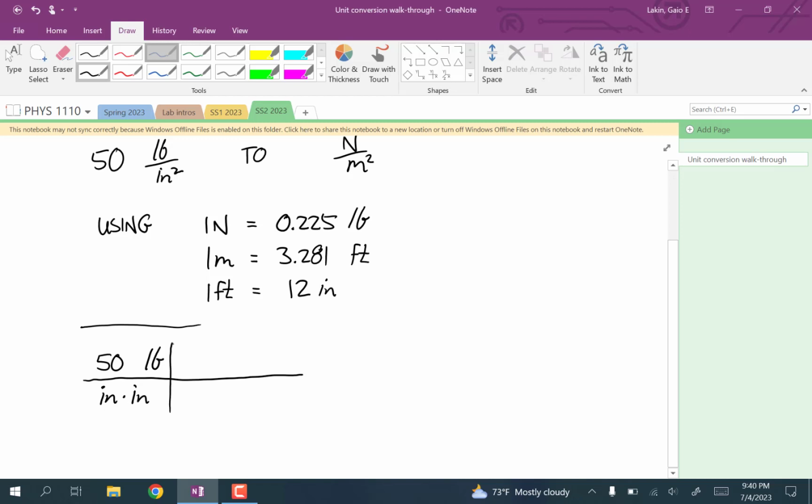Okay, so we know we're going to either have the fraction 1 newton over 0.225 pounds or the fraction 0.225 pounds over 1 newton. We want the one that's going to cancel our unwanted units, which is pounds. So that means since this pound is in the numerator, we want the pounds from our unit conversion to be in the denominator. So I'm going to write 0.225 pounds in the denominator and then 1 newton in the numerator.